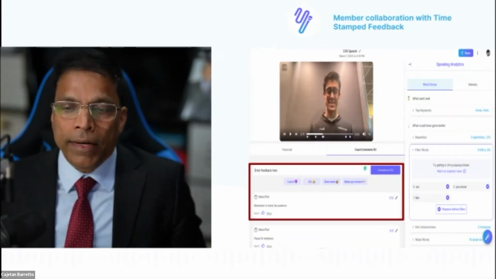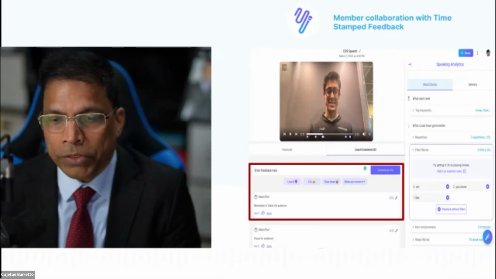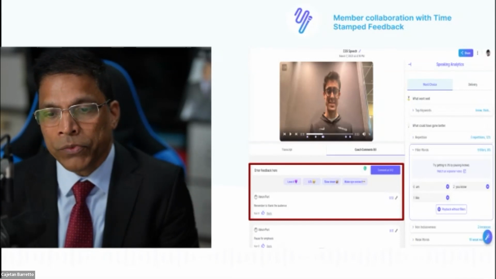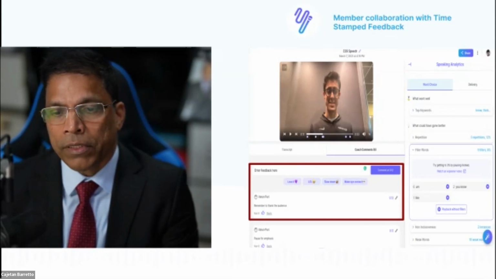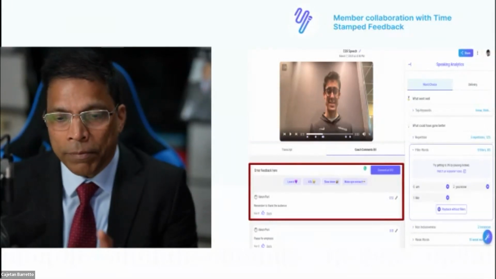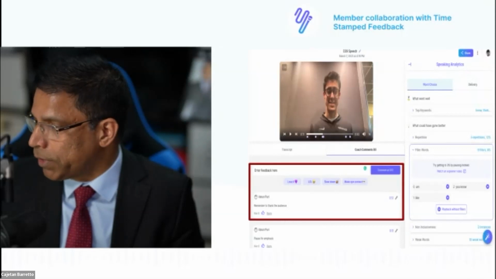So you can analyze speeches, and this is what I was talking about, collaboration. When you send your speech to your mentor or your friends, they can look at the speech, they can listen to the speech, and they can provide feedback directly inside the Yoodli platform itself.